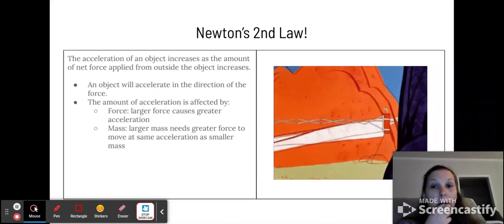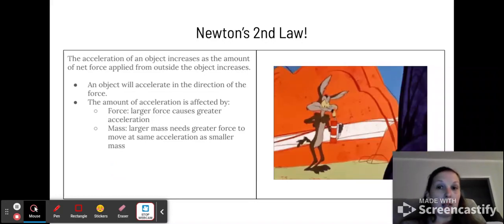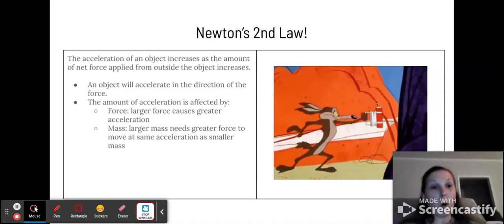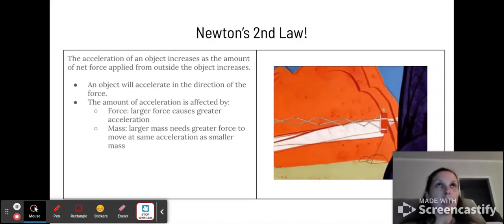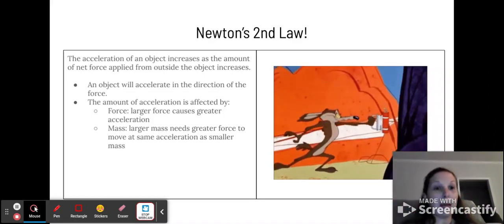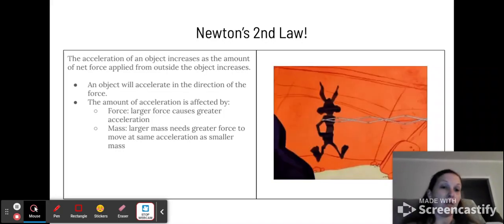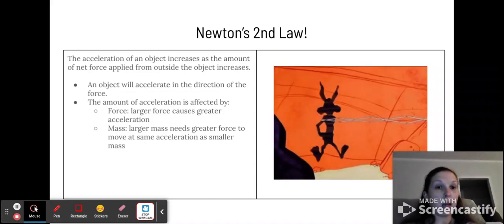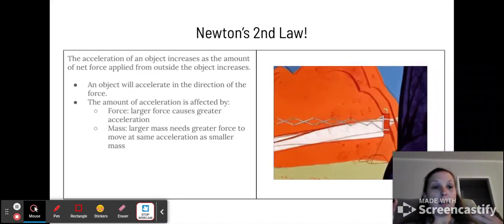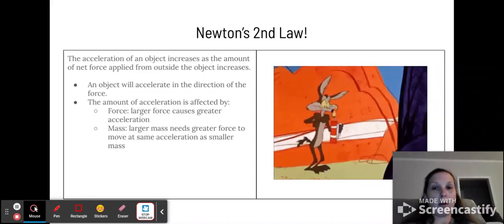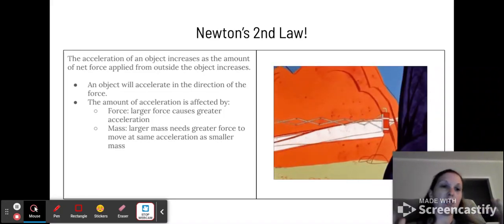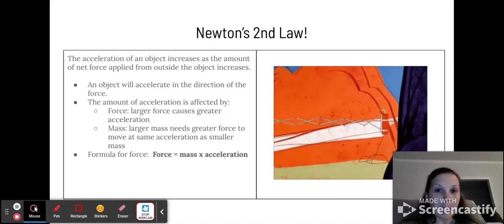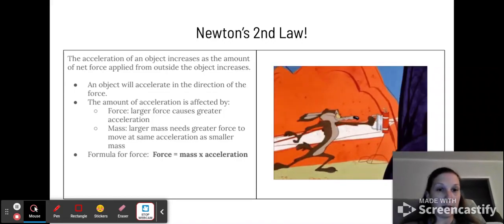The mass. So the larger the mass, the greater the force that you'll need to move at the same acceleration as a smaller mass, which makes sense because the heavier the object is, the more force has to be applied to get it moving and get it going. The smaller it is, the less force you need. Larger bodies need more force, smaller bodies need small force. So I guess I should say directly related, not inversely, directly related. The formula for force here for Newton's law is mass times acceleration.